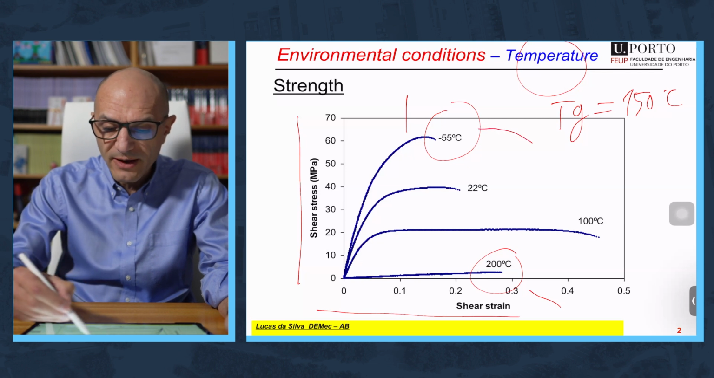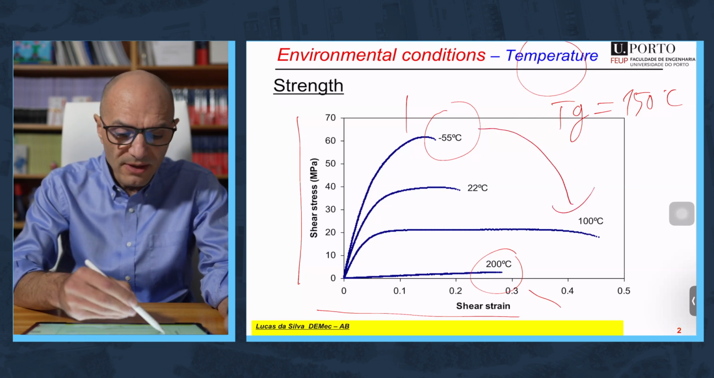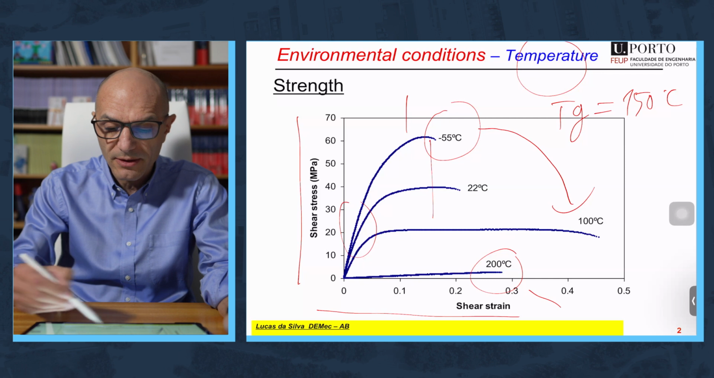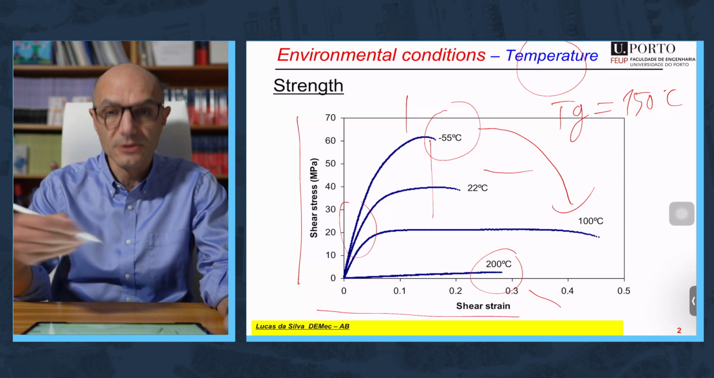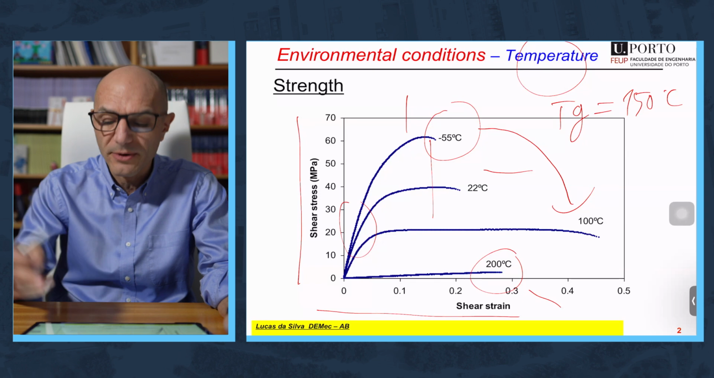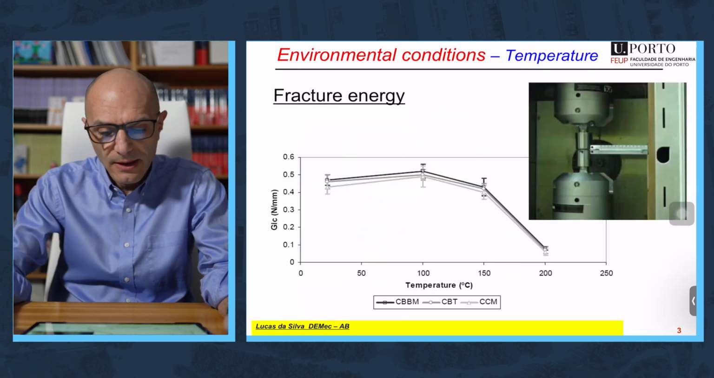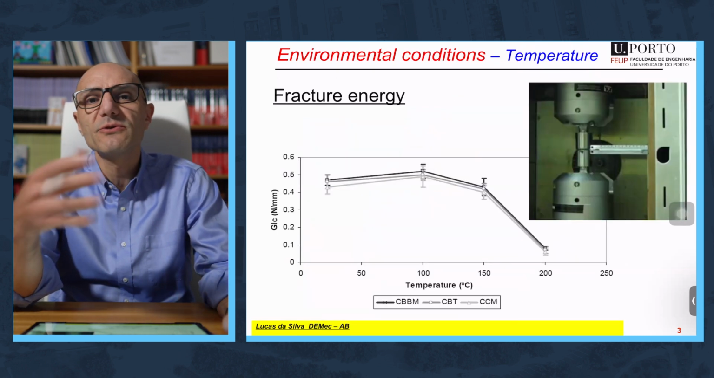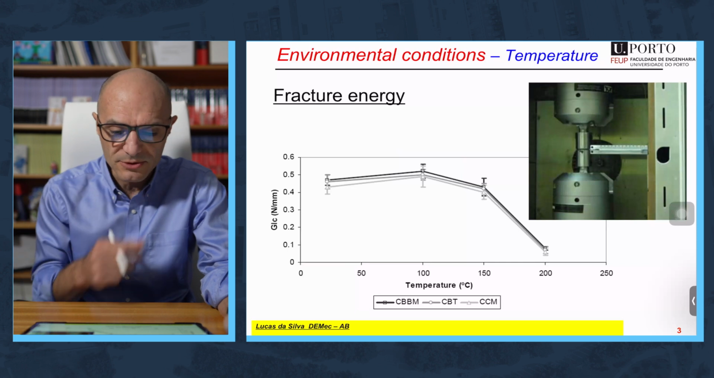From minus 55 up to 100, there is a big variation of stiffness, strength, and ductility. So really, in joint design, you have to take this into account if you want a proper estimation of the failure load. What about the variation of the fracture energy as a function of temperature?